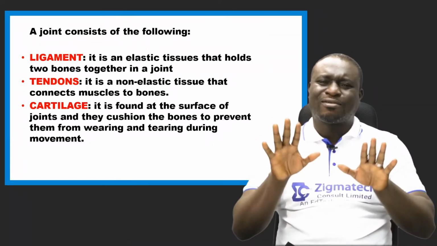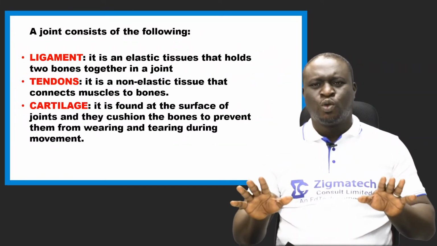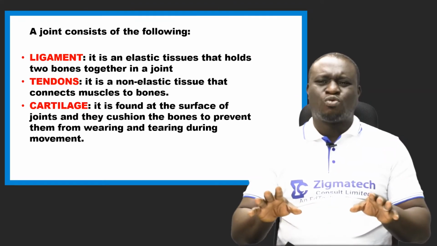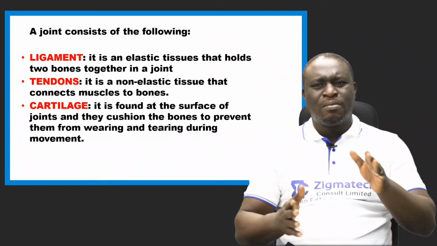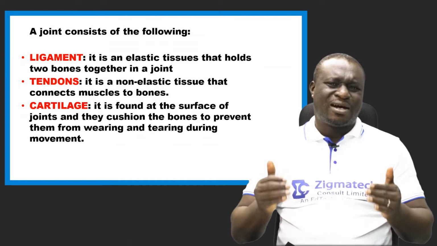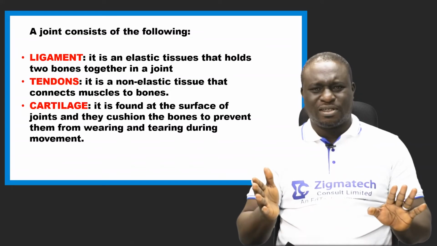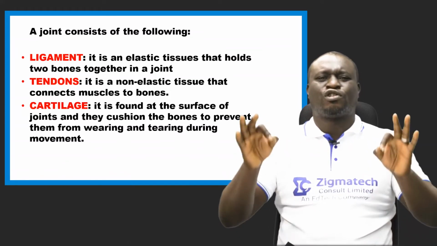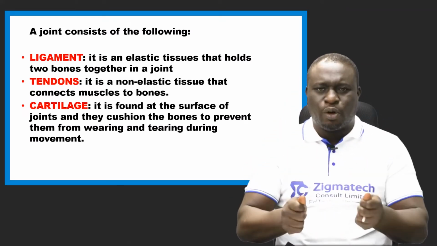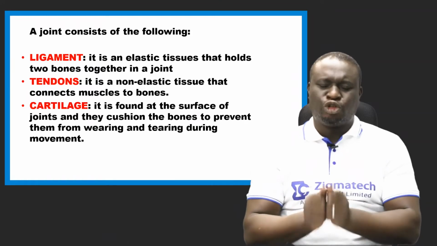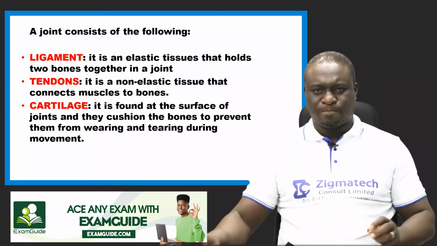Then number three, we have cartilage. If you could also remember, in our part 1, tissues and supporting systems, we talked about cartilage. And we said that one of the major functions of the cartilage is that it helps to reduce friction between bones. One of the disadvantages of friction is wearing and tearing of surfaces. So cartilage prevents wearing and tearing of the surfaces of the bone during movement. They act as a cushion to reduce friction.